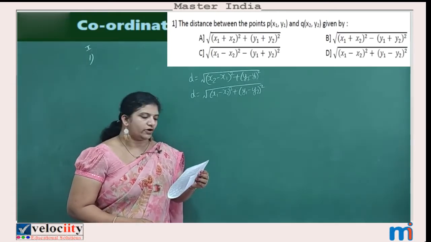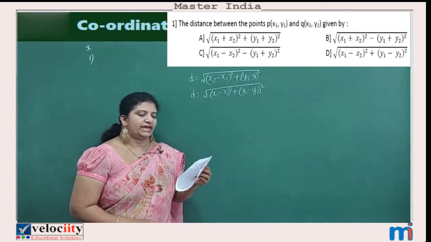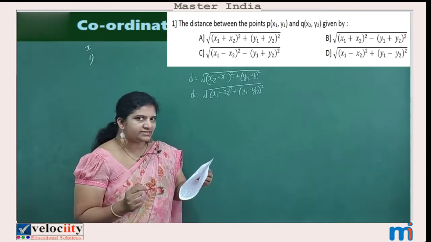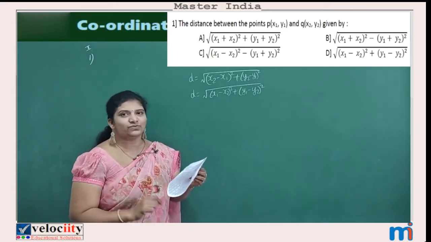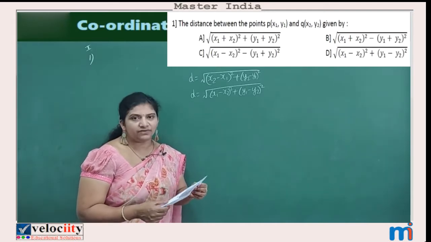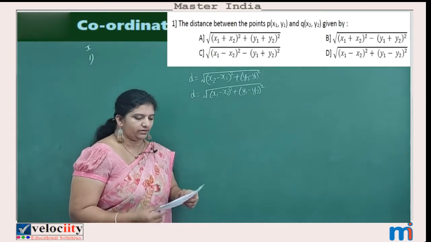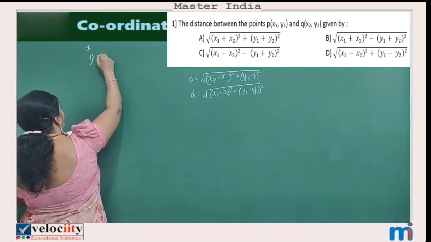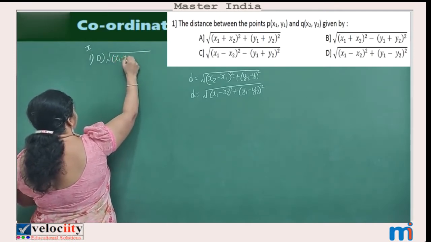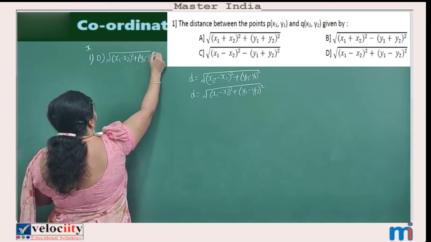See the choices we have. Option A, x1 plus x2 whole square, no. Option B, x1 plus x2 whole square there, no. Option C, x1 minus x2 there and y1 plus y2 there. We cannot guess this option. Let's go to option D, x1 minus x2 whole square plus y1 minus y2 whole square. So therefore the answer is option D, square root of (x1 minus x2) whole square plus (y1 minus y2) whole square.